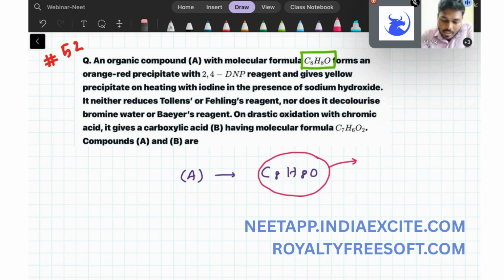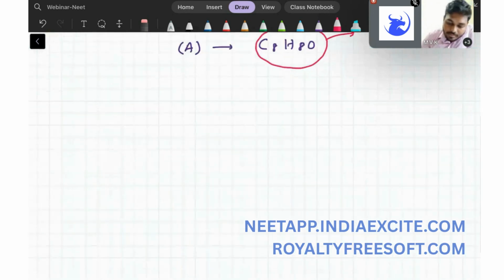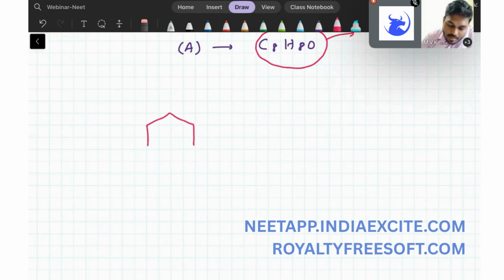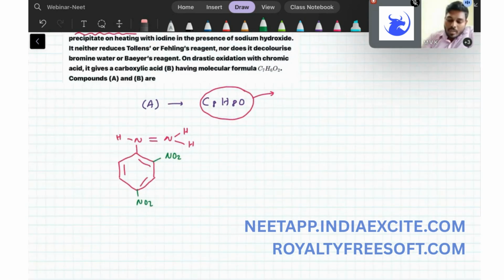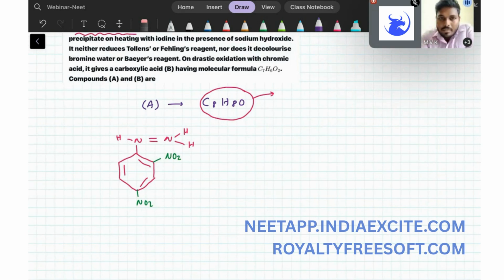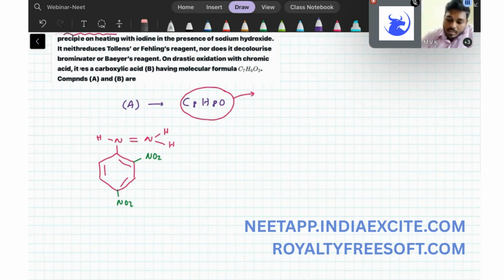So you see, they are saying orange red precipitate with 2,4 DNP. DNP is nothing but dinitrophenylhydrazine, correct? And what is the formula for that? It is a benzene containing compound. Here you have N and here H, correct? Double bond H and H, correct? So at the ortho position you have NO2 and at the para position again NO2, a nitro compound, okay? So basically this question is straight away from the NCERT book, so keep that in mind.